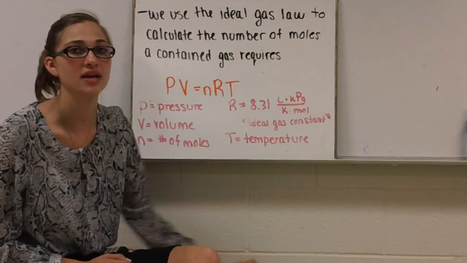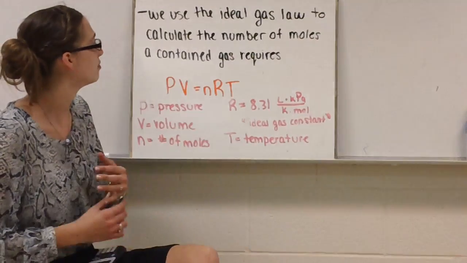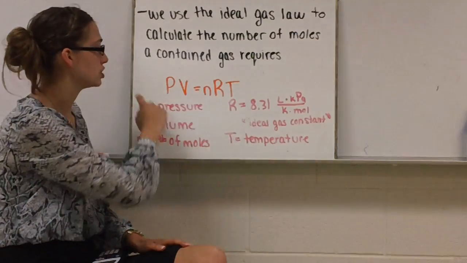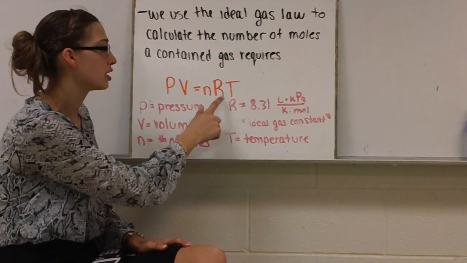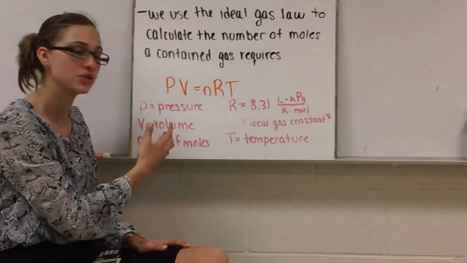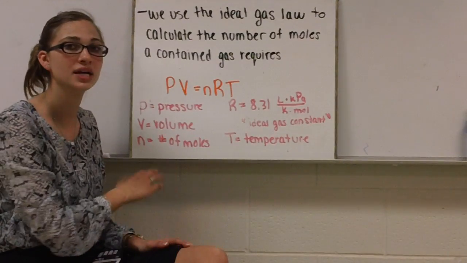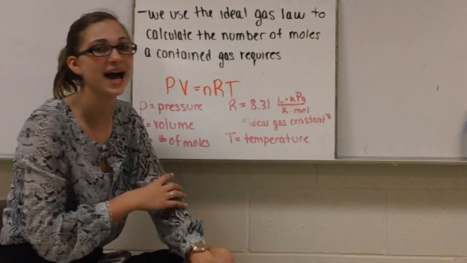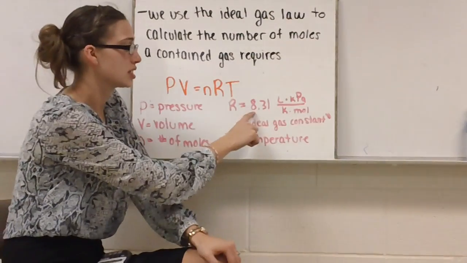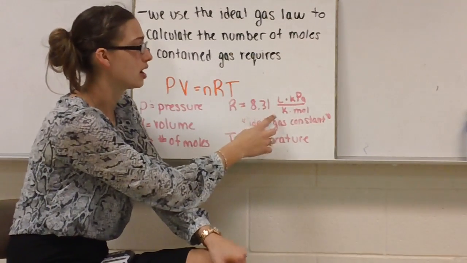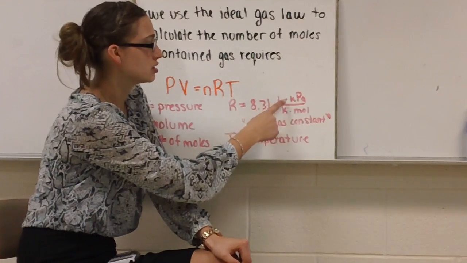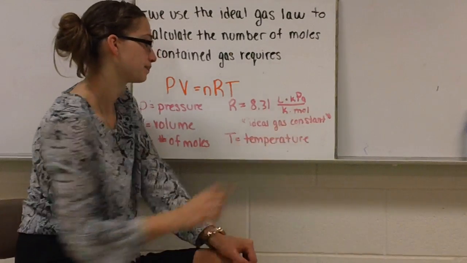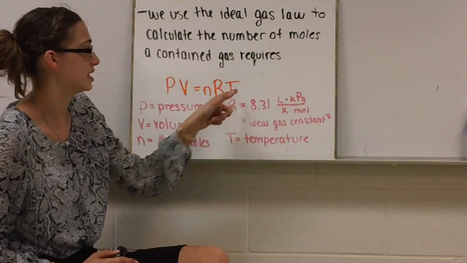So what is the ideal gas law? It allows us to calculate the number of moles that a contained gas requires. So we have to use the equation PV is equal to nRT. P is our pressure, V is our volume, n is the number of moles that we have, R is the ideal gas constant, so it's just a constant, and its value is 8.31, and the units for it are liters times kilopascals over Kelvin times moles. And the temperature is T.